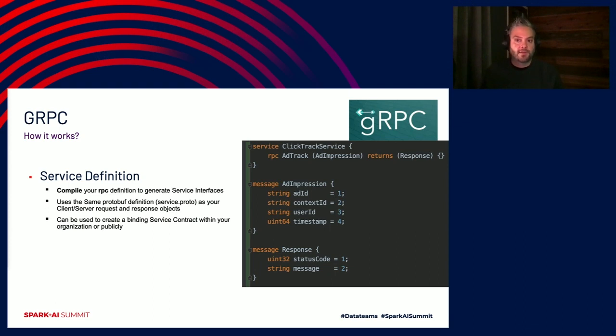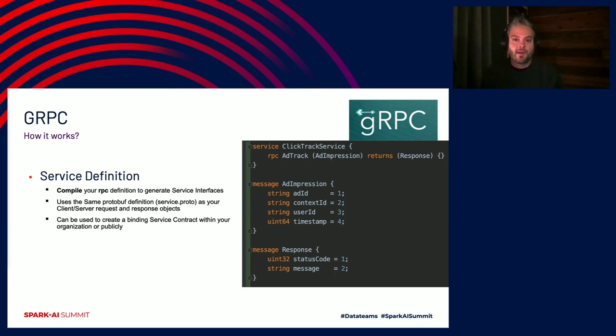So if we have a click track service, which is taking an ad impression, then really all we do is, take a look at the top right. So service, ClickTrackService. So now we have a named service. Our RPC method would be AdTrack. The AdTrack method takes an ad impression and it returns a response.